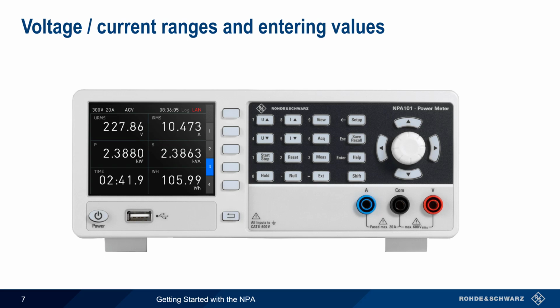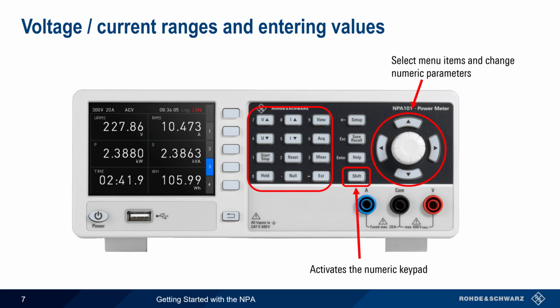Although the NPA can automatically set voltage and current ranges, manual configuration of these ranges is also possible using the front panel U and I keys. Numeric values can be entered and/or modified in 2 ways. The Shift key activates the numeric keypad for entering numeric values, and the rotary knob and cursors can be used to both select menu items as well as to modify numeric parameters.